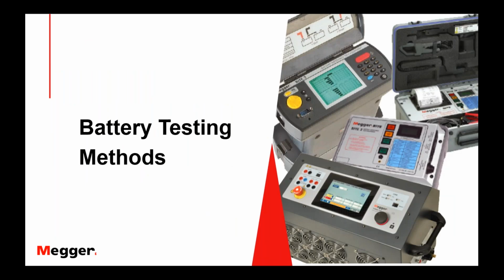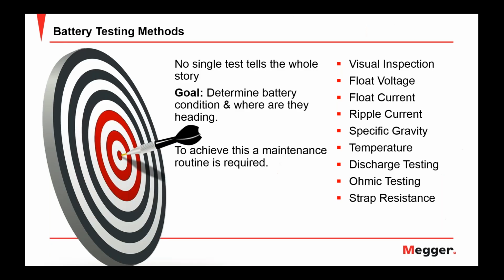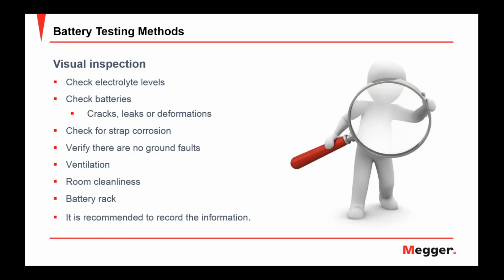So let's talk about the different battery testing methods. One thing to understand is that there is no single test that's going to tell you the whole story. What we want to do is create a maintenance routine applicable to the type of battery that you have that will allow you to determine the condition the battery is in at present and where it's heading. This can consist of many different types of tests: visual inspection, float voltage, float current, ripple current, specific gravity, temperature testing, discharge testing, ohmic testing, and of course strap or intercell testing.